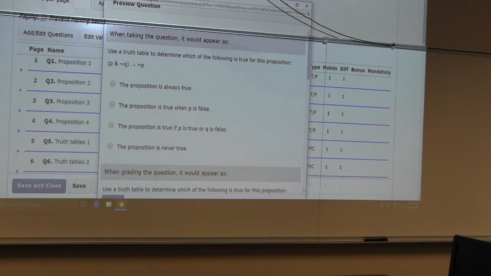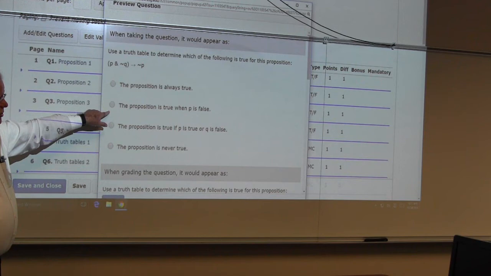Okay. Let's look at the others, make sure we're okay there. The proposition is true if P is true and Q is false. Well, here's where P is true and Q is false, but the statement's false, so that doesn't work. The proposition is never true. Yeah, it's true in three cases. So the answer here is the proposition's true when P is false.